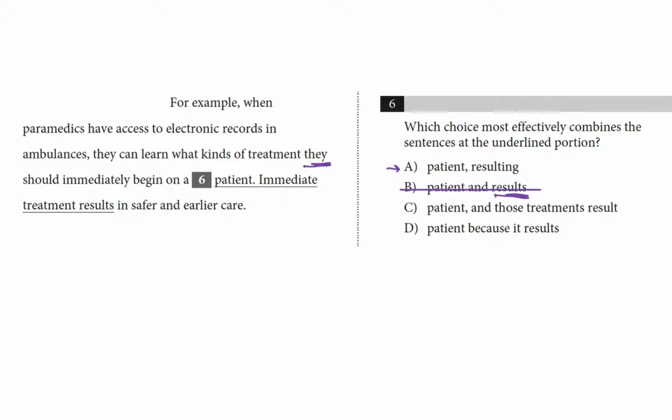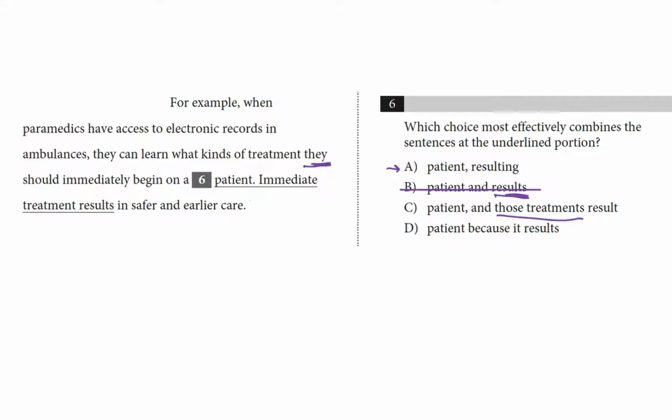Now let's try choice C. They can learn what kinds of treatment they should immediately begin on a patient, and those treatments result in safer and earlier care. This is the longest of our choices, and I'm always a little suspicious of long choices because simpler is often better. However, longness isn't really a good enough reason to cross something out. If we want to cross it out, we need to actually find something wrong with it. So is it redundant? Well, those treatments actually makes clear what the subject of the clause is, so I wouldn't cross this out just because the word treatments is repeated.